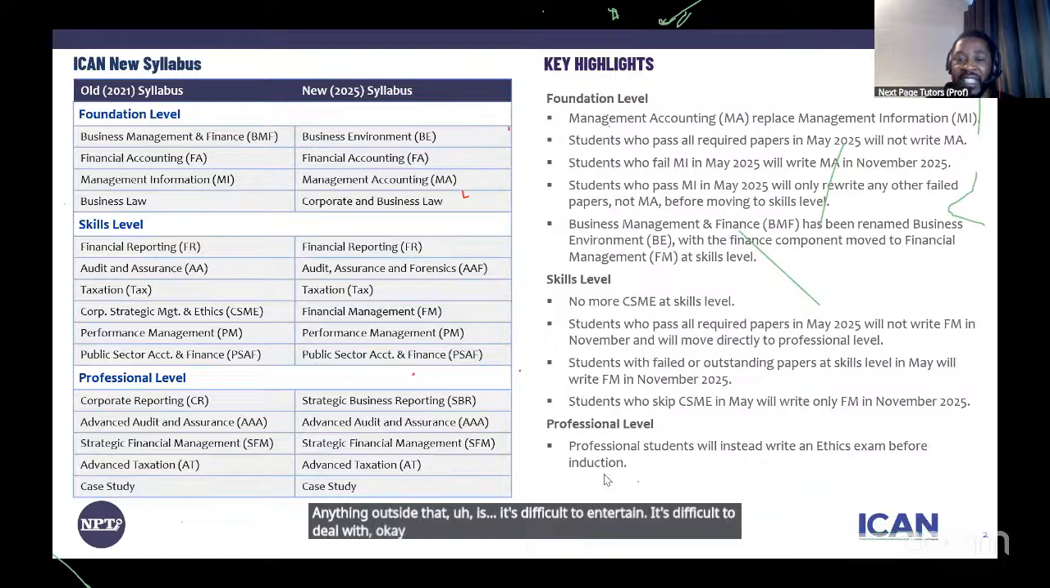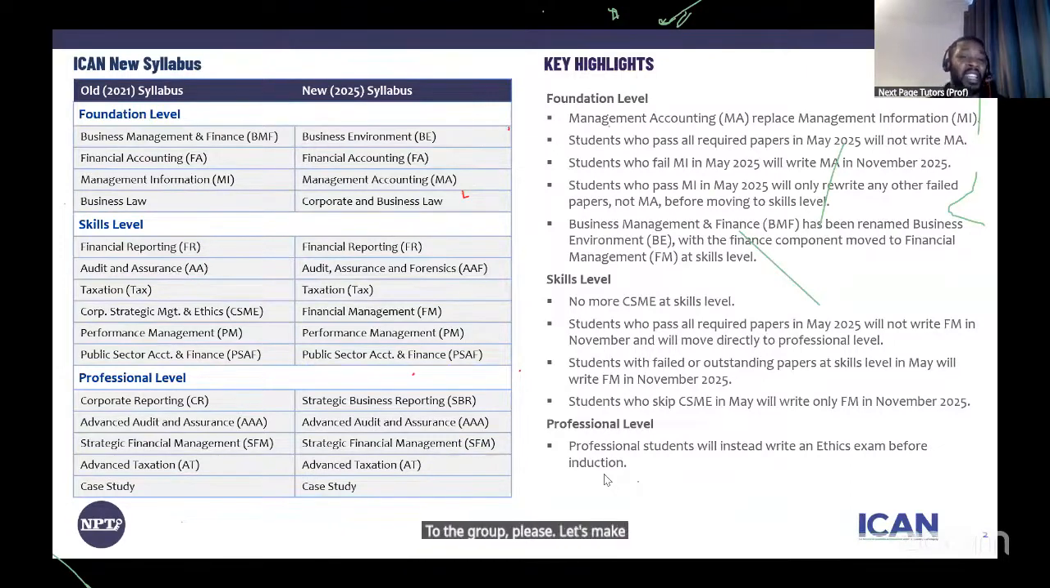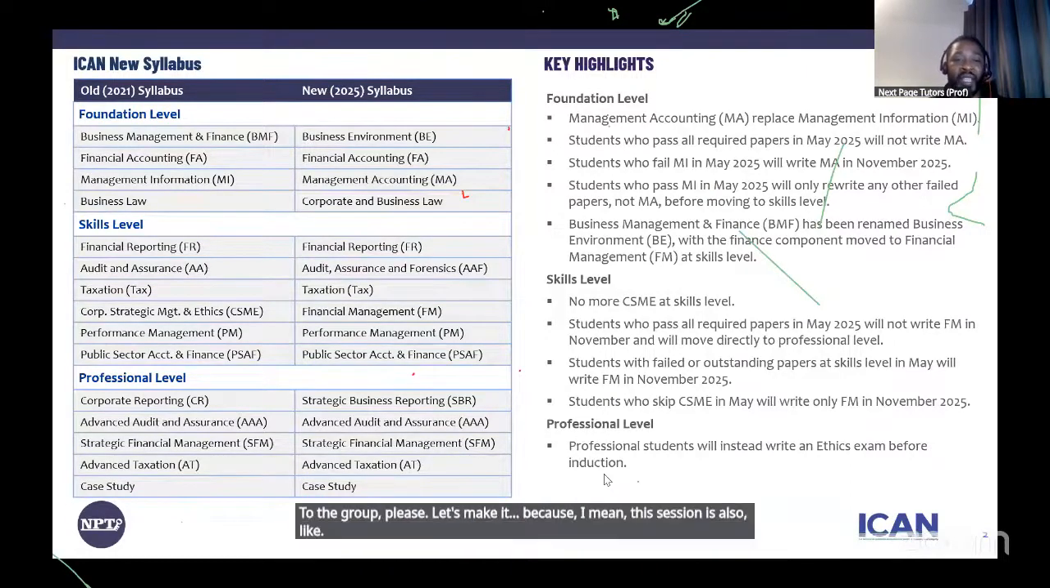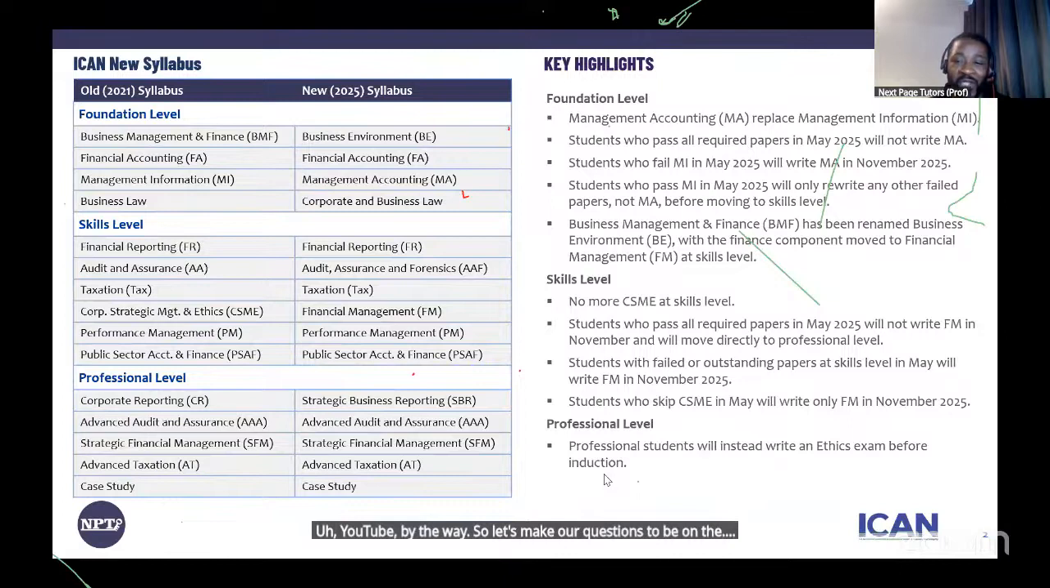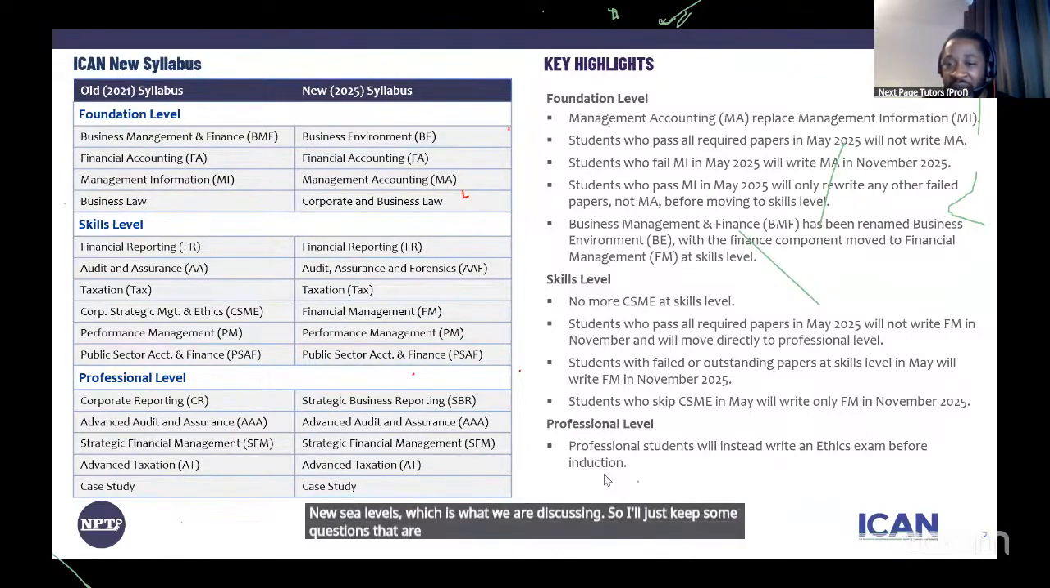Okay, but those are orientation questions. You can take those ones to the group, please. Let's make it, because this session is also on YouTube, by the way. So let's make our questions to be on the new syllabus, which is what we are discussing. So I'll just keep some questions that are not related to the new syllabus.